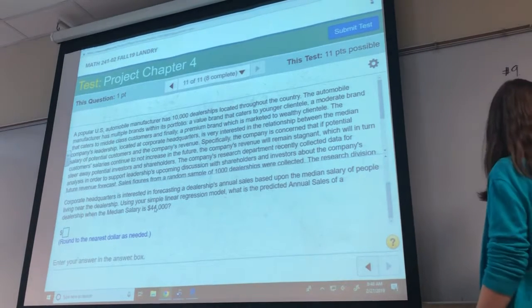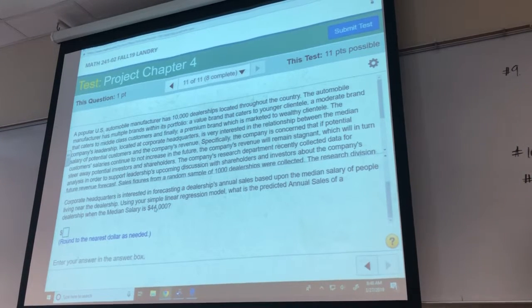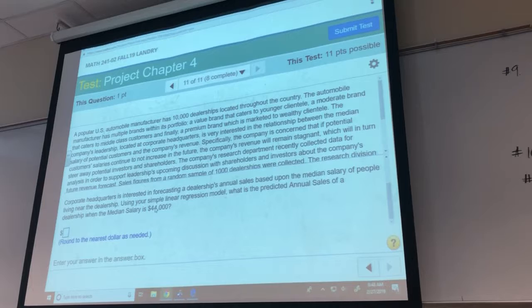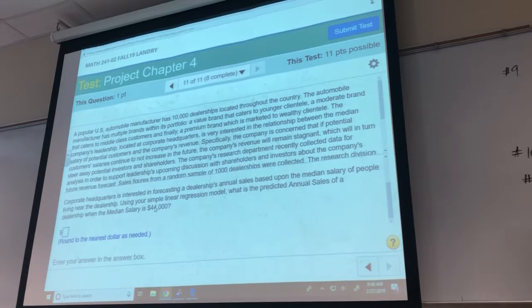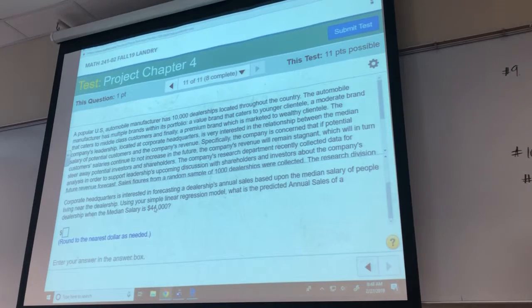And then number 11, they're asking you to predict. So if they ask you to predict, that means you're going to use your least squares regression line, and you're going to say that x equals 44,000. So you'll take that number, plug it into your least squares regression line that you got previously, and then get your answer here from this one.